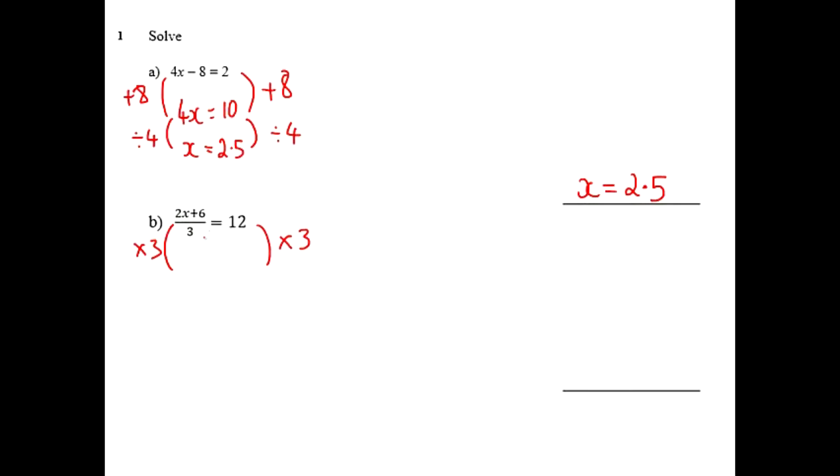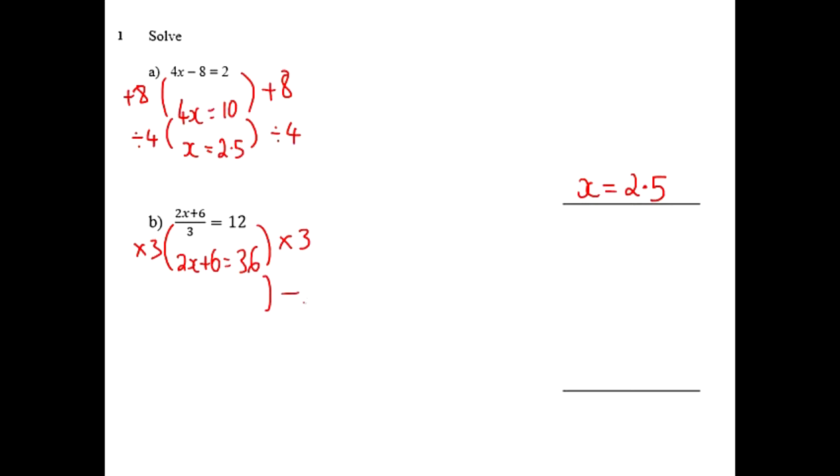So if we multiply the left side by 3, that gets rid of the 3 on the bottom. So we've got 2x plus 6. And if we multiply 12 by 3, we get 36. Now it looks a bit like the first equation we dealt with, just different numbers and a different sign. So we've got 2 more steps to go.